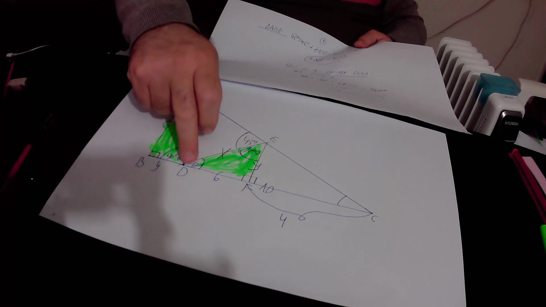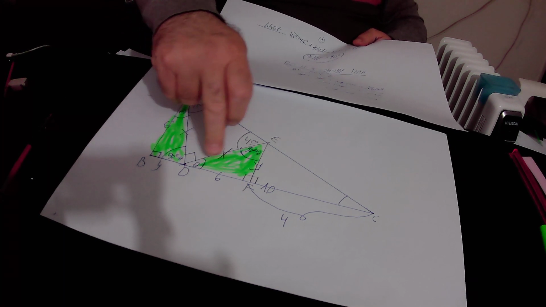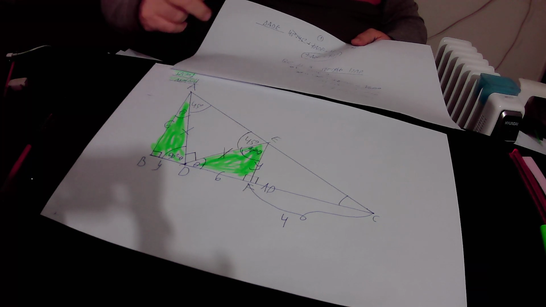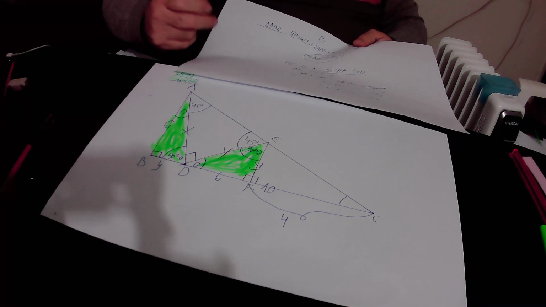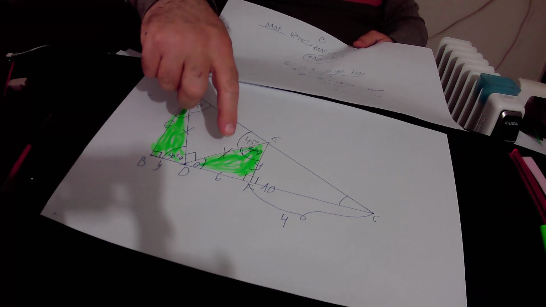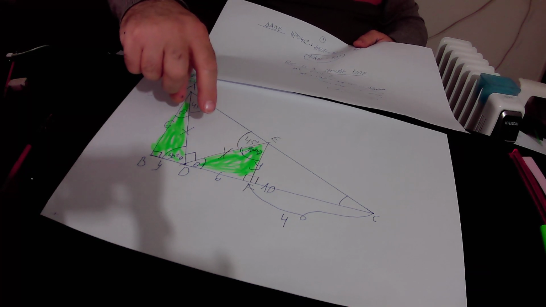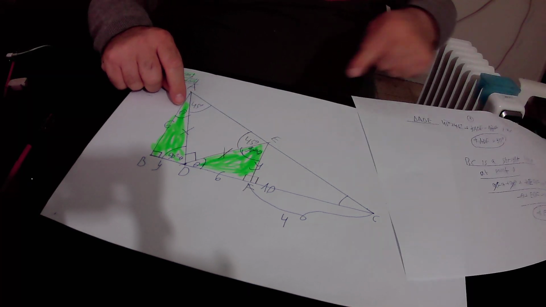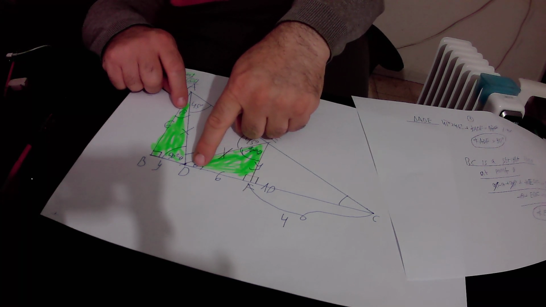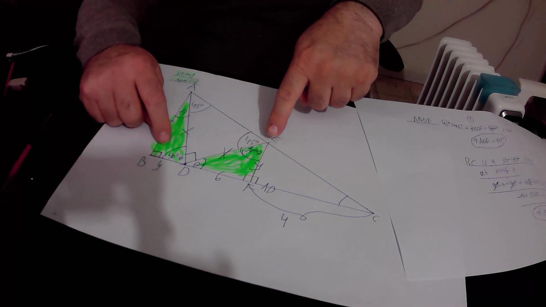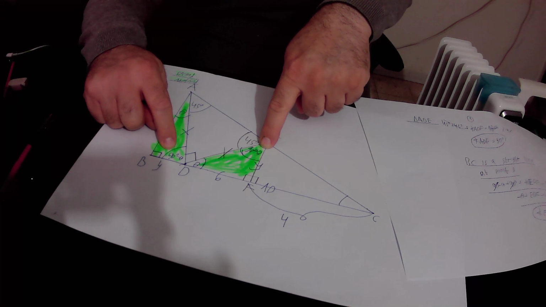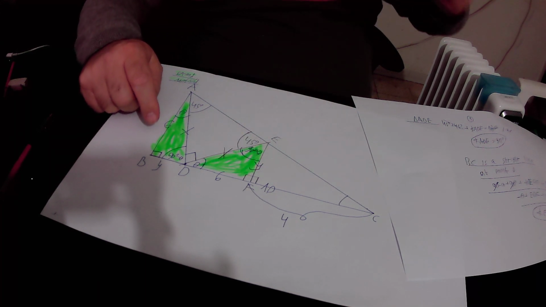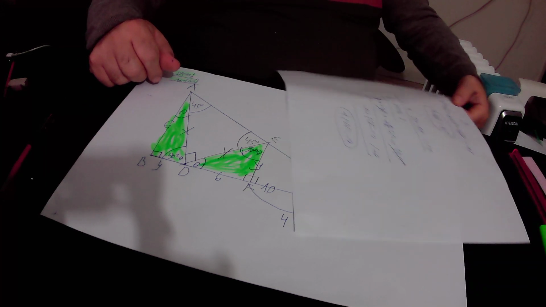So if this angle equals theta, and the green triangle is a right triangle, this angle must be equal to 90 degrees minus theta. Therefore, we found that all the angles of the two green triangles are congruent to each other. Both triangles have angle theta, both have an angle equal to 90 degrees minus theta, and both have a right angle. Okay?